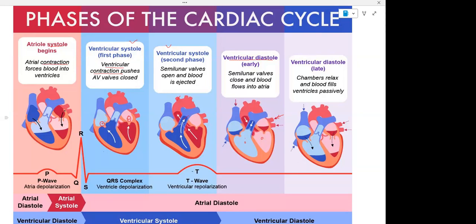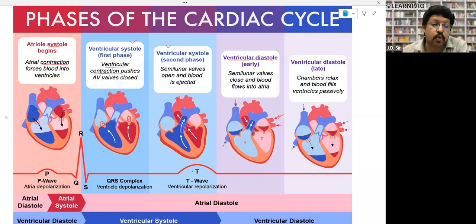Yes, sir. Second wave is the QRS complex. When does the QRS complex form? When blood has completely come from the right and left atrium into the ventricle, the pressure drops in the atria, and due to which both the tricuspid and bicuspid valves close down. Now the ventricle will contract. Ventricular contraction pushes the AV valves closed. This is called ventricular systole. At this time, formation of the QRS complex will take place. Tell me.